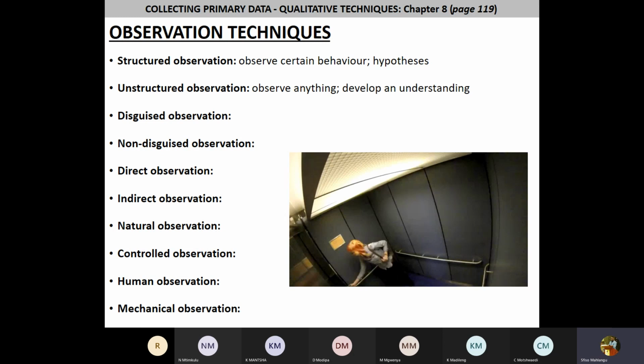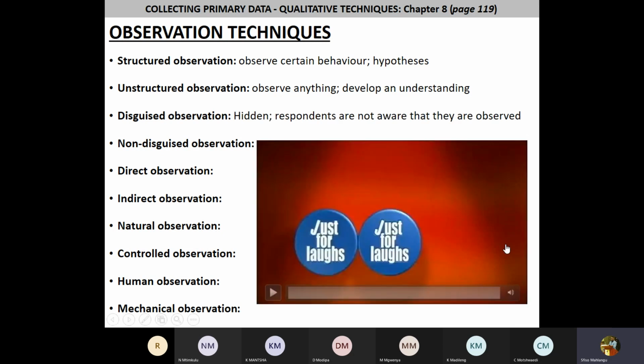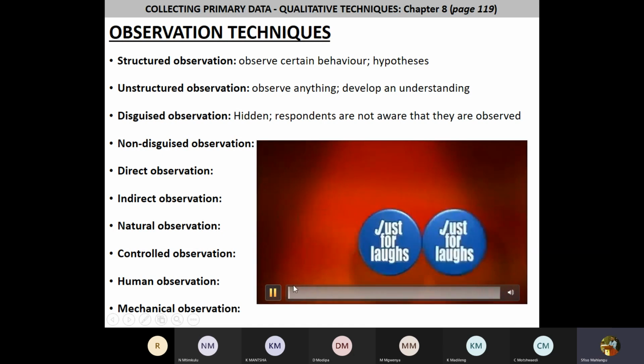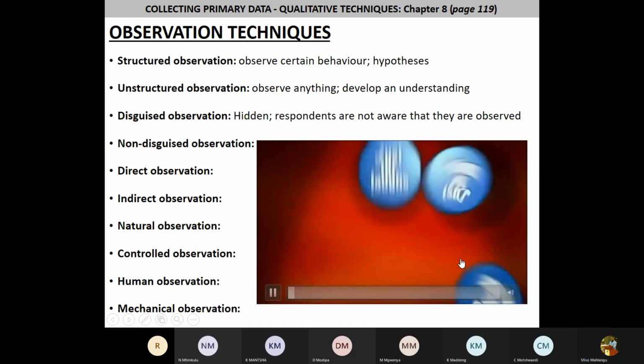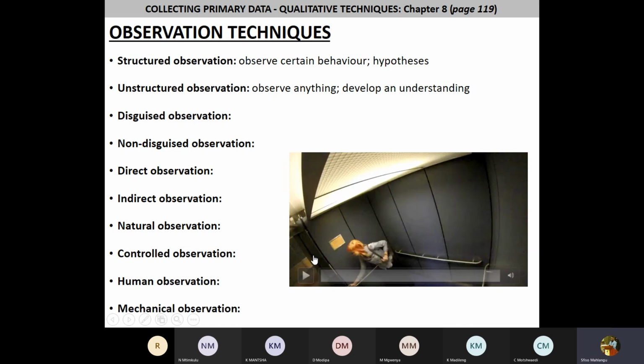With unstructured observation, we can observe anything to develop an understanding. There's actually a video here. Remember, with unstructured, it simply means we don't have a hypothesis in mind. What we're observing from respondents, we're just observing their behavior. Whatever happens, we write down. So we don't know what's going to happen. So in this video, they were showing respondents in an elevator. Let's see if. Okay.